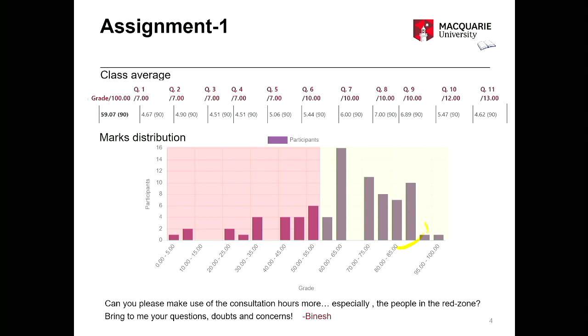If you're in that red region, that means you've got to put in a bit more effort up front. You're going to need to look over some of those intro videos. Make use of Binesh's consultation time if you struggle with the differential amplifier parts, but for the next assignment, make use of my consultation time. And hopefully we can improve on that.